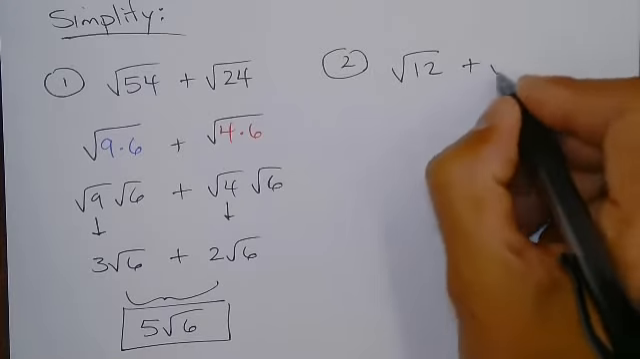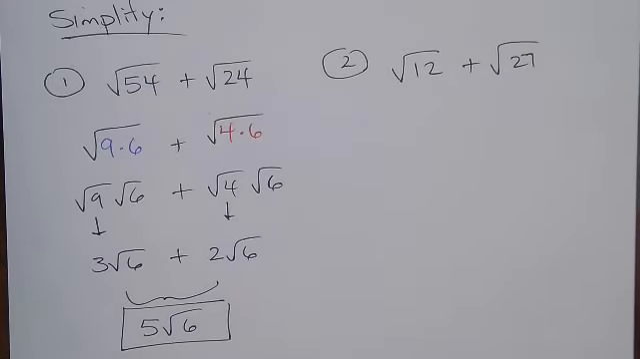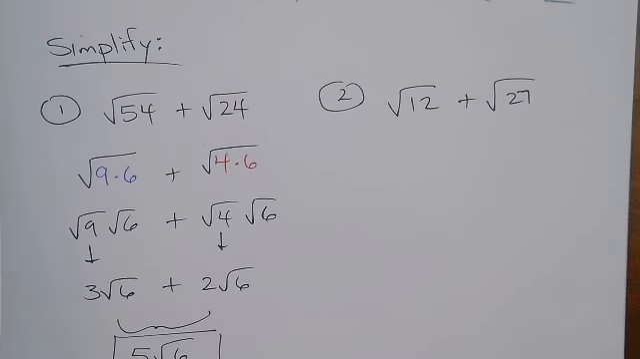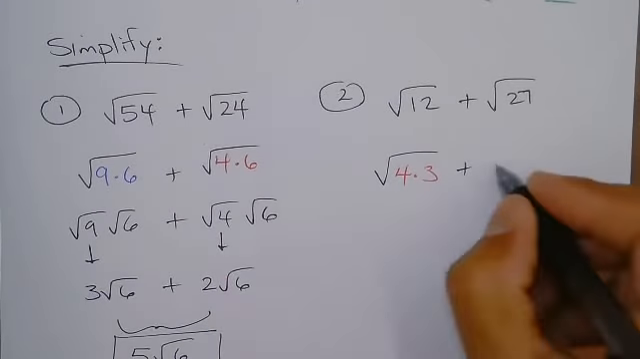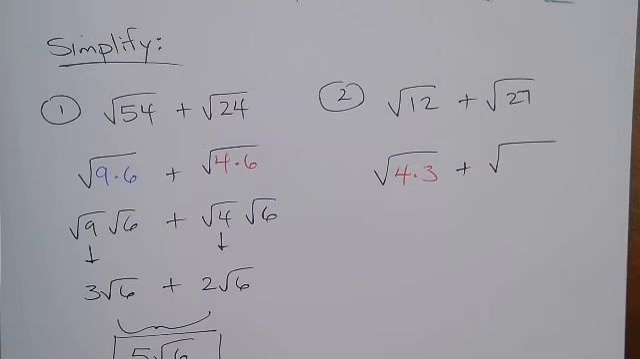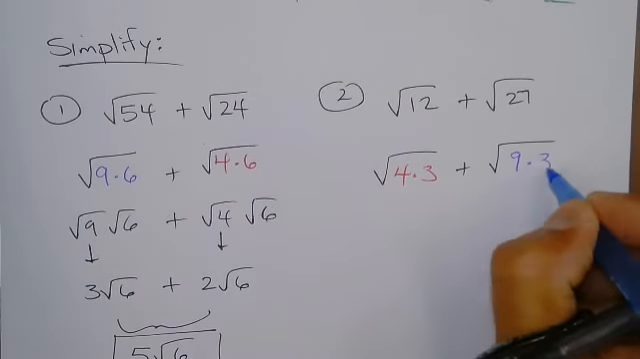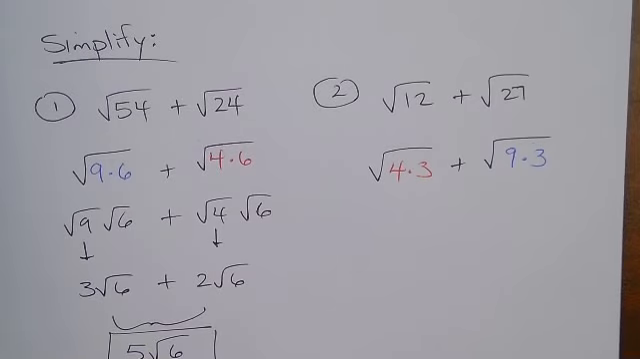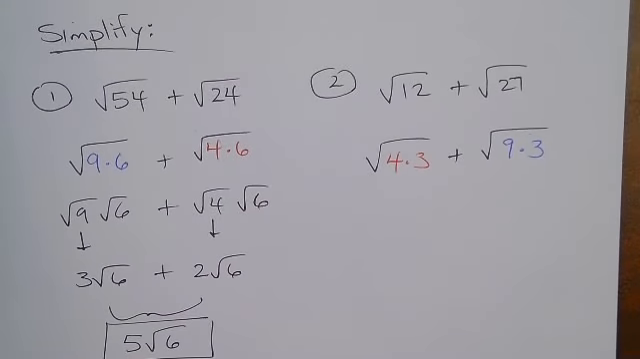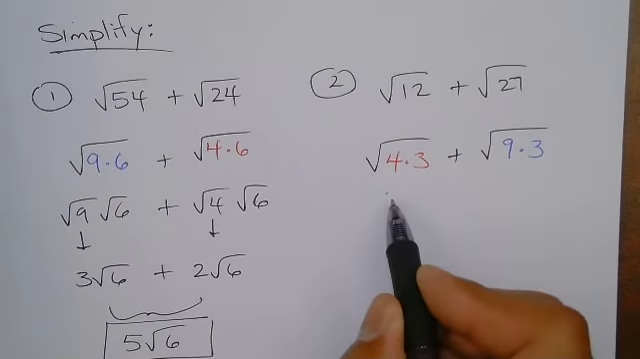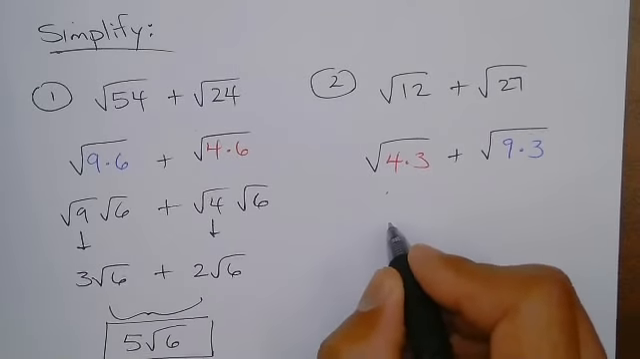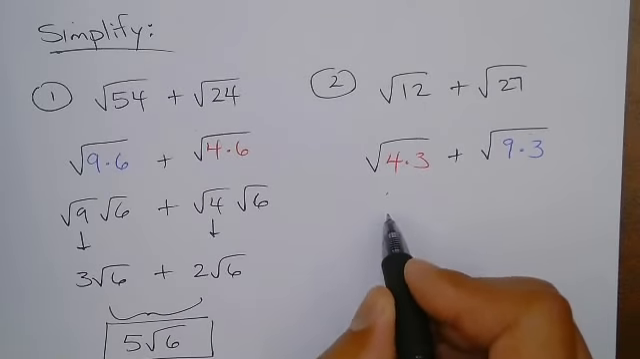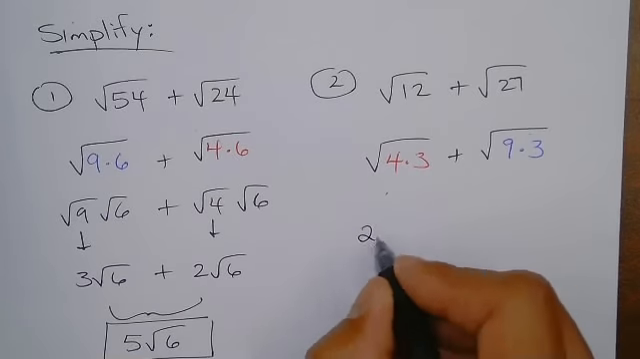Number 2. The square root of 12 plus the square root of 27. Well, 12 is going to be 4 times 3 plus 27 is going to be 9 times 3. Yeah, 9 times 3. And what's going to be the next step here? Can we skip the step and you can already tell me what's going to happen here? Yeah, what is it going to be?